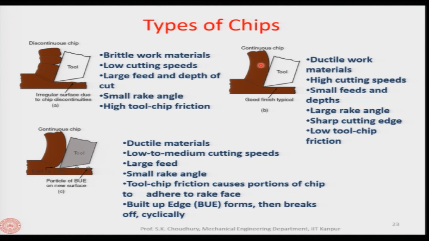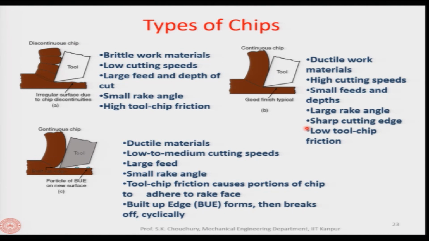Now, the other parameters responsible for the formation of the continuous chip are high cutting speeds, small feeds and depth of cut. Rake angle has to be large, the cutting edge is sharp, and the tool-chip friction is low, that means the coefficient of friction between the rake face of the tool and the chip should be low. All these conditions have to be satisfied so that we can get the continuous chip.